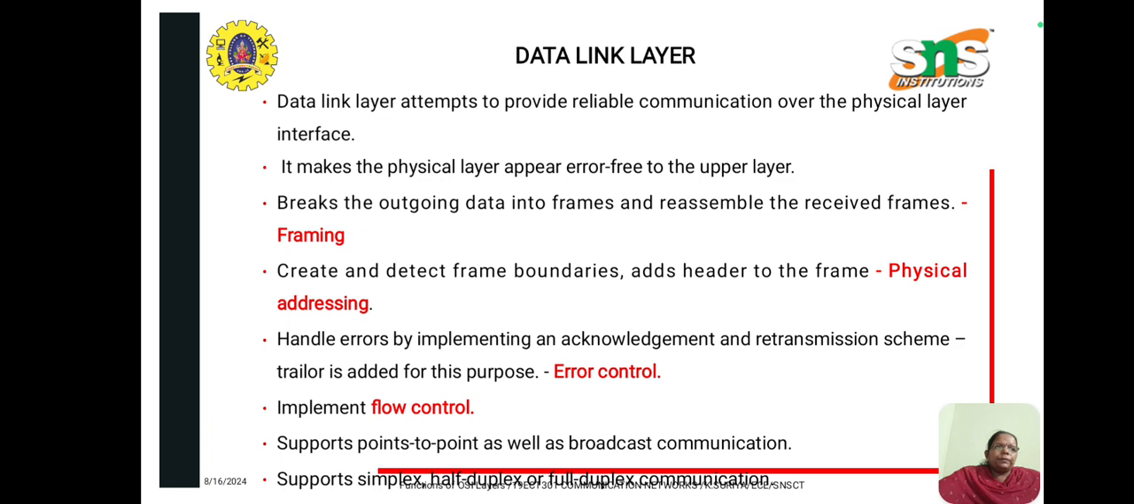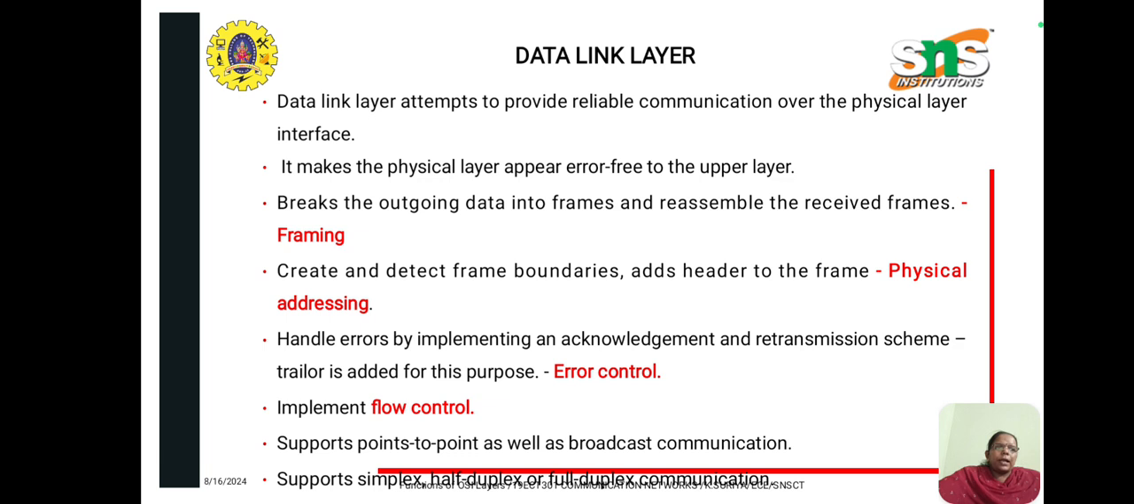Next one is error control. The data link layer adds reliability to the physical layer by adding mechanisms to detect and retransmit damaged or lost frames. It also uses a mechanism to recognize duplicate frames. Error control is normally achieved through a trailer added to the end of the frame. Next one is flow control. If the rate at which the data are absorbed by the receiver is less than the rate at which the data are produced in the sender, the data link layer imposes a flow control mechanism to avoid overwhelming the receiver.